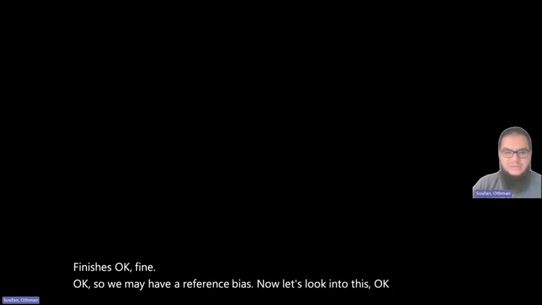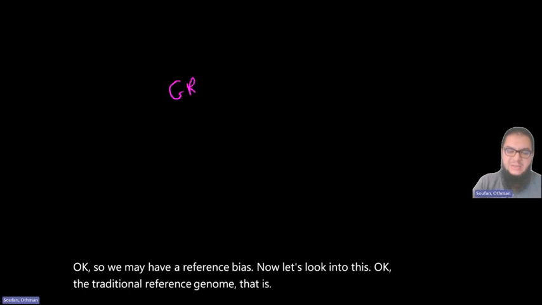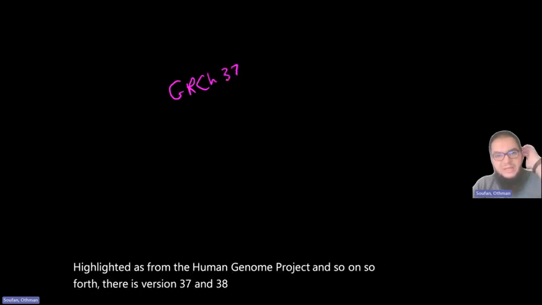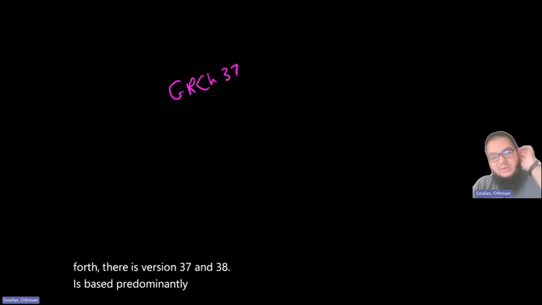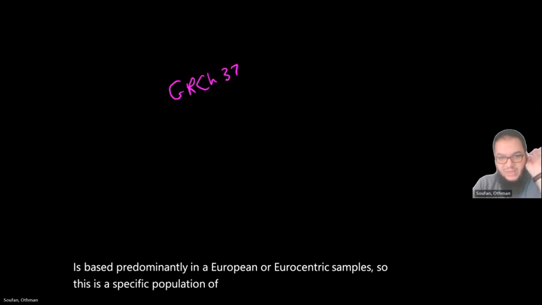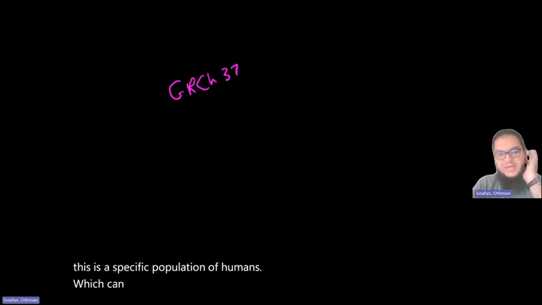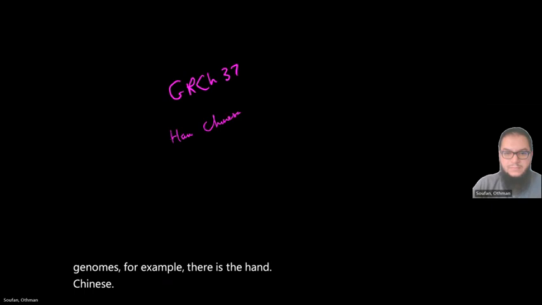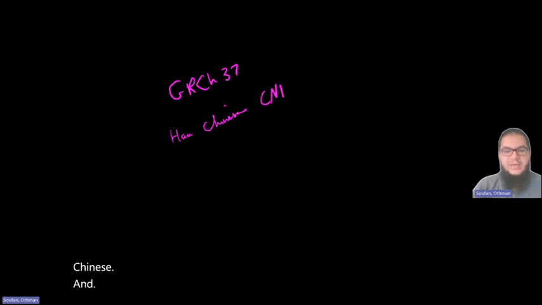Now, let's look into this. The traditional reference genome, highlighted as from the Human Genome Project and so on, there's version 37 and 38, is based predominantly on European or Eurocentric samples. So this is a specific population of humans, which can introduce biases when analyzing non-European genomes. For example, there is the Han Chinese genome CN1.